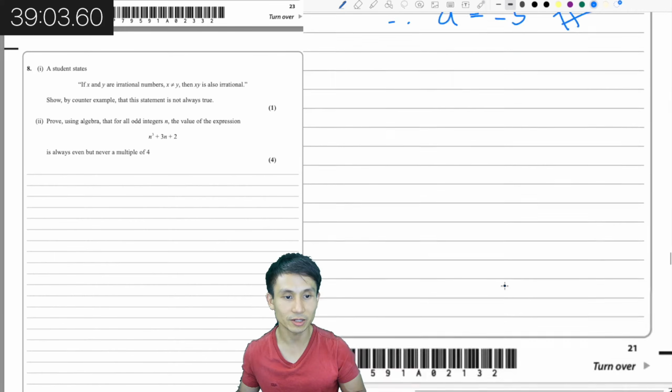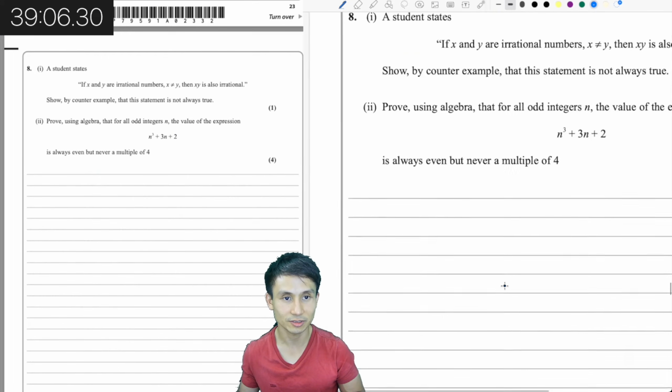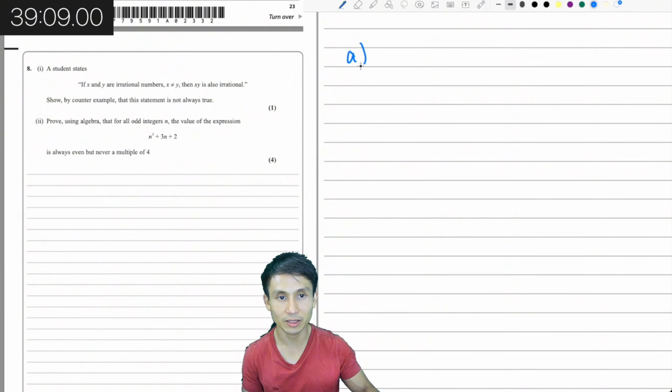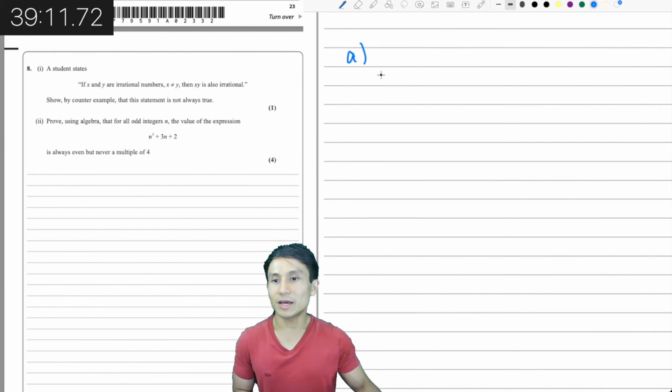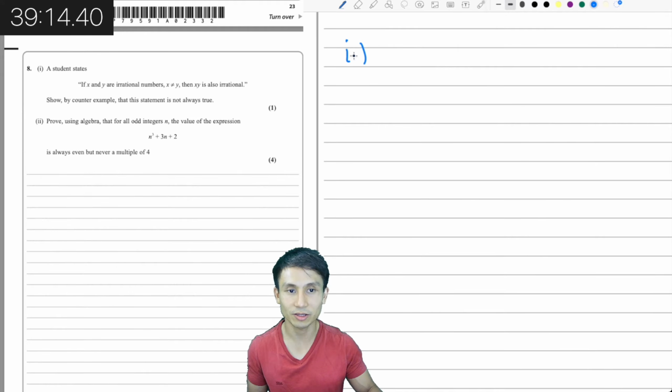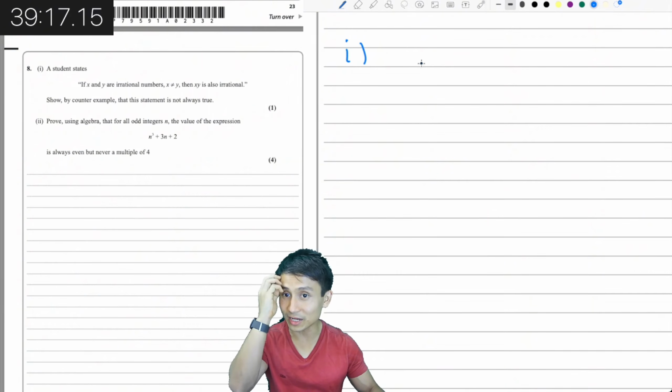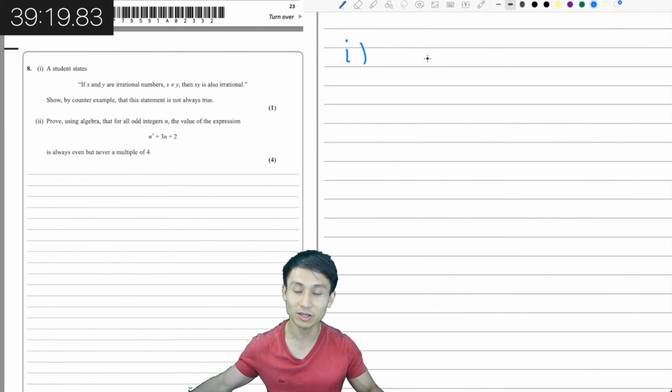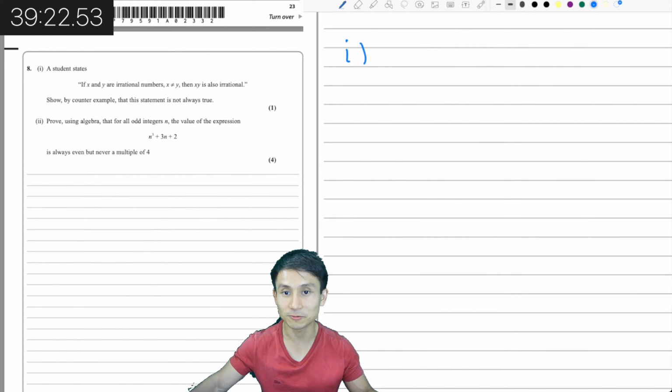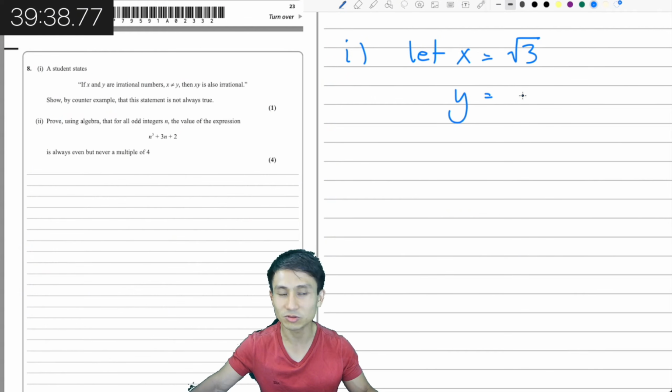Next one is number 8. That seems to be a proof question, guys. Okay, so 8i is a(i), not a, sorry. Student states if x and y are irrational numbers, x not equal to y, then xy is also irrational. Right. Show by counterexample that this statement is not always true. Well, let x is root 3. I'm just going to write formally here. Let x equals root 3, which is irrational. And y equals maybe minus root 3. Yeah? Where x is not y.